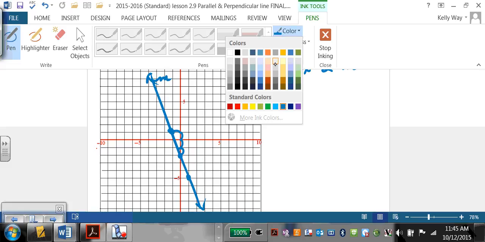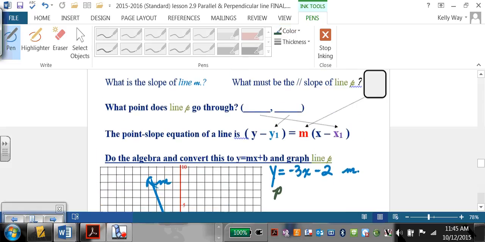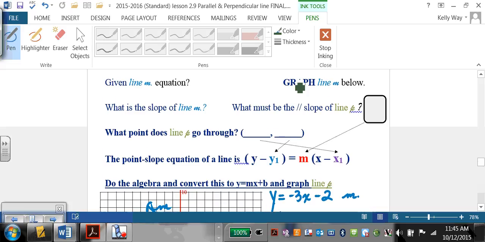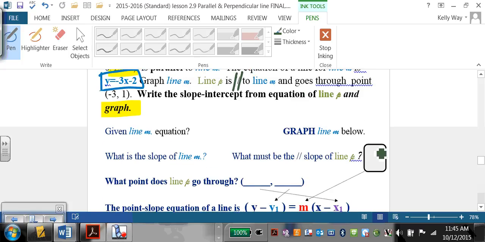Now, line P has 2 qualities. Okay, Cole, give me one of the 2 qualities it has. What's one of the 2? Parallel. So it's parallel. So if our given slope is negative 3, Christina, what's our parallel slope have to be? Okay, it's parallel now. It's the same thing. Got it? Because parallel lines have equal slopes. So our first quality was the fact that it's parallel.